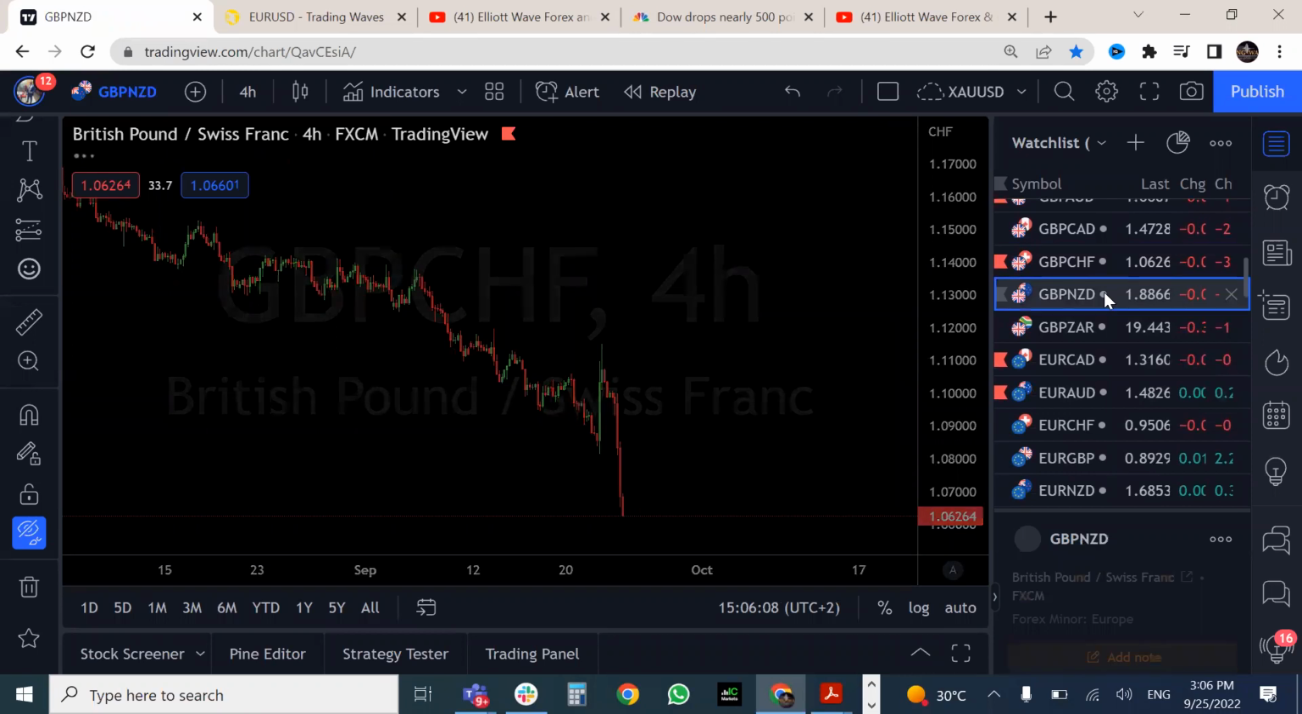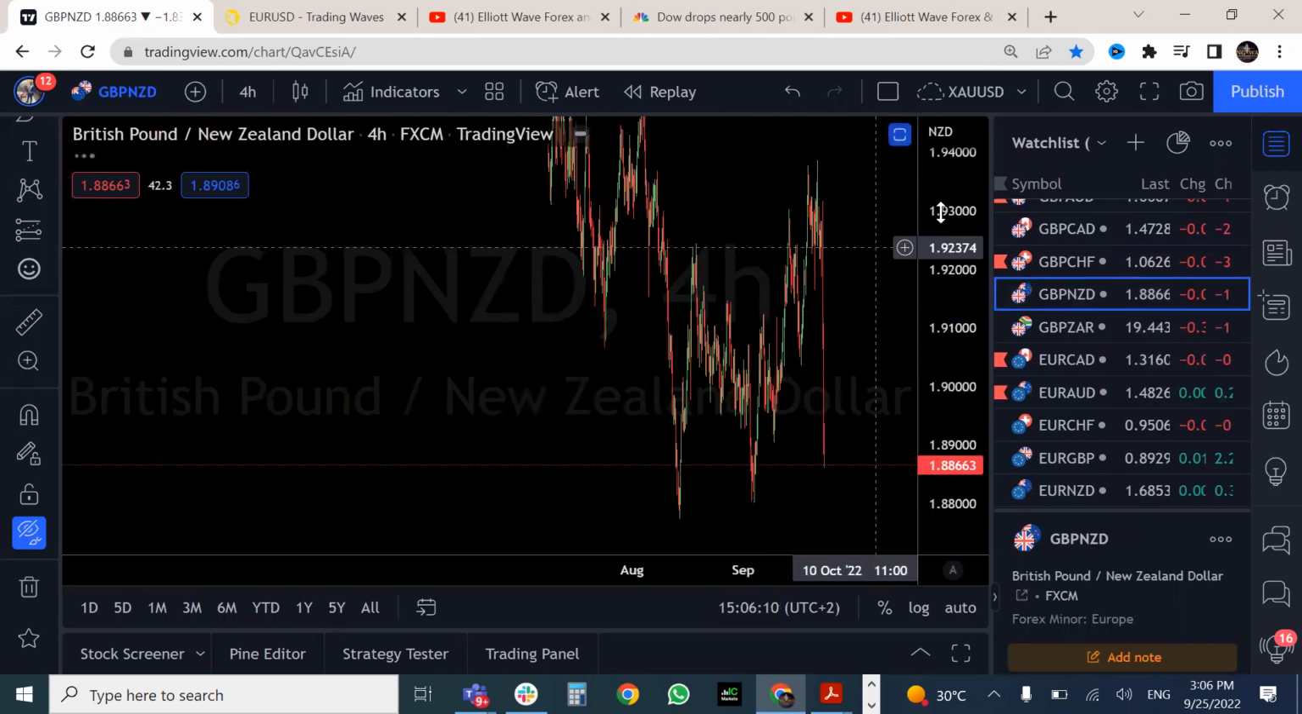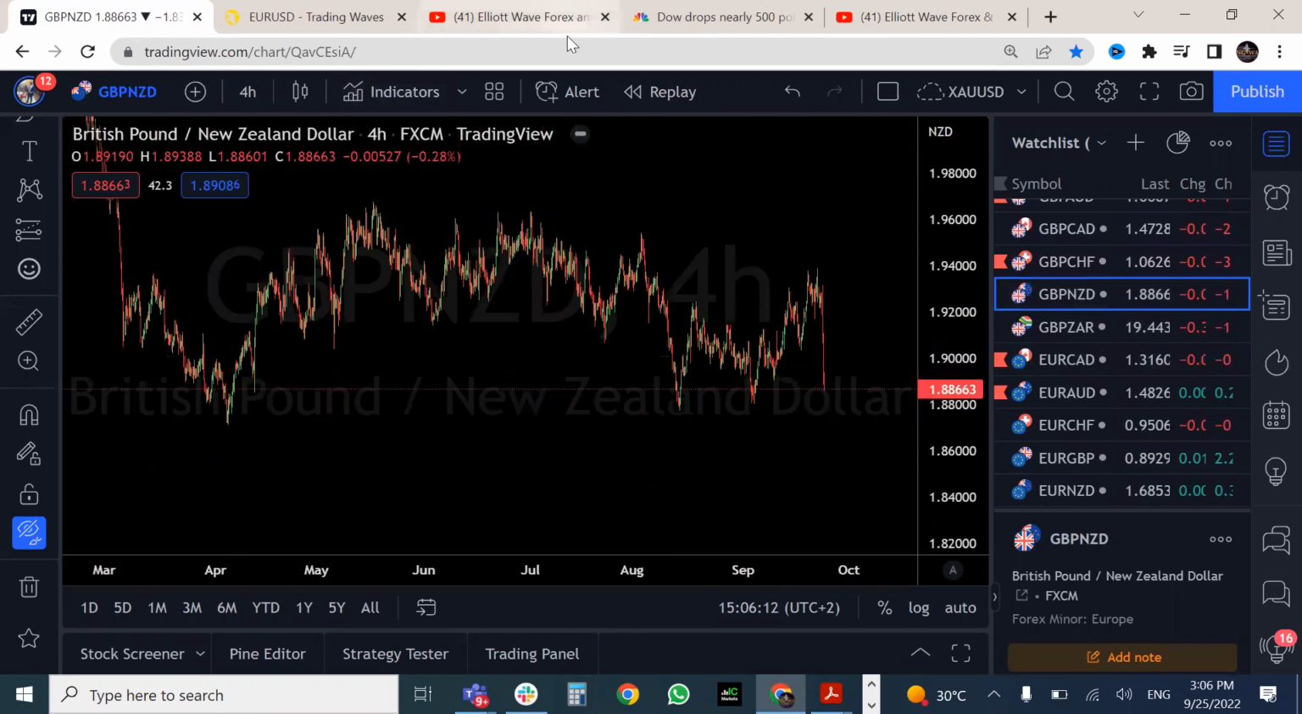Pound New Zealand was a lot clearer because it made this clear structure before dropping. Look at that three-wave pullback, 1, 2, 3. Very likely that we can just get up to this level as far as Pound New Zealand is concerned before it drops to the downside. EURCAD.